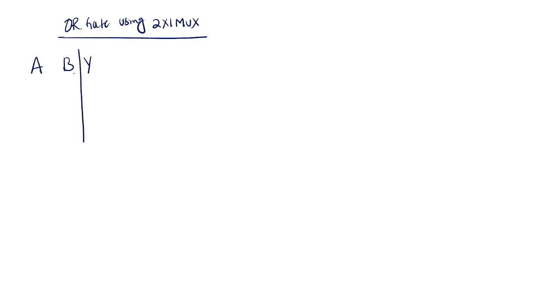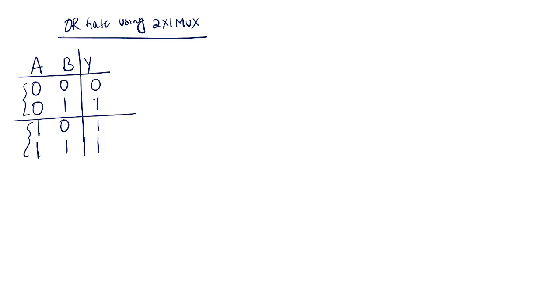OR gate using 2 cross 1 mux. First you write the truth table: A, B, and the output is Y. 0, 0, 0, 1, 1, 0, 1, 1. You need to divide. If any one of the input is high, the output is high. And A you need to consider as the selection line.